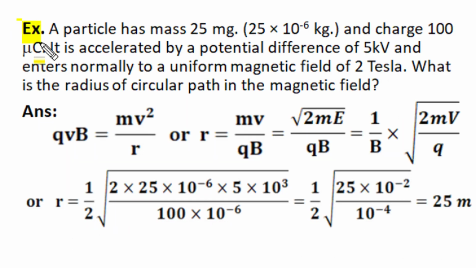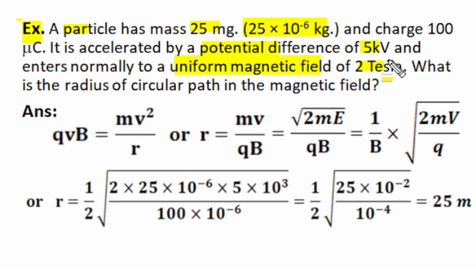This numerical example will explain the selection of the appropriate format for numerical calculation. We are given that a charged particle having mass 25 milligram, or 25 into 10 to the power minus 6 kilogram, has a charge of 100 microcoulomb. Now this particle is accelerated by a potential difference of 5 kilovolt, and after that acceleration it enters normally to a uniform magnetic field of 2 Tesla, and we have to find the radius of uniform circular motion of that charged particle in the magnetic field.